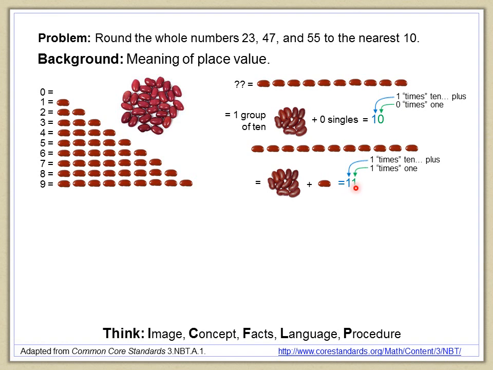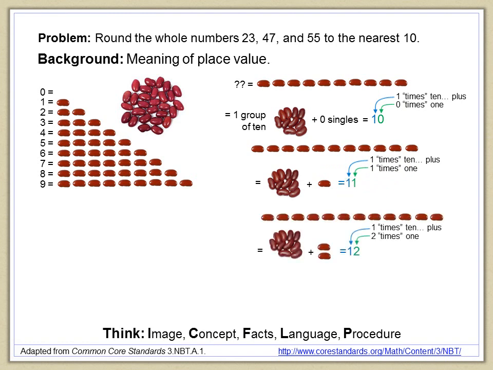So this right-hand one counts as 1. Each of these represents the number of 1s that we have. And this number represents the number of groups of 10 that we have. And we can go on with 12 and give this a name, 12, which represents one group of 10 plus 2.